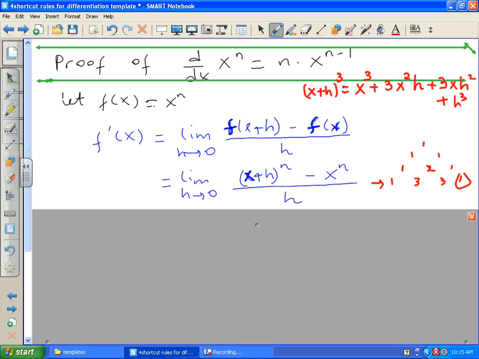And look at the second term. Now, the second term is very much revealing. So the second term, you see the 3x squared h? And we know the derivative of x cubed will end up being 3x squared, right? Everything comes from that second term.